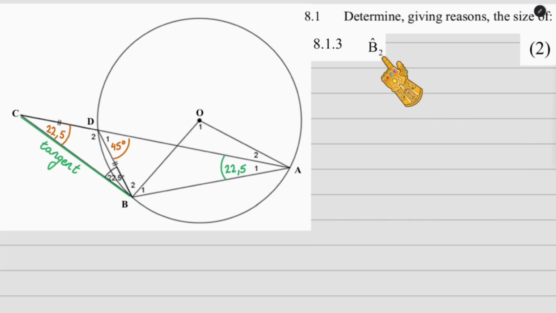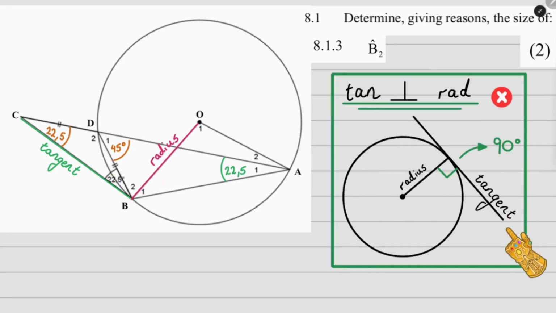8.1.3, we need to get the size of B2, which is sitting over here. Okay, and now I recognize B2 is touching this line. This is quite a special line. It's a radius. And there's a very commonly used theorem with a tangent and a radius. And that theorem is called tan perpendicular to rad. It's not the first time we've seen it in this paper. So, if I have a radius and a tangent that are touching each other, there's a 90-degree angle that exists in between them. So I know that there's a 90-degree angle over here.